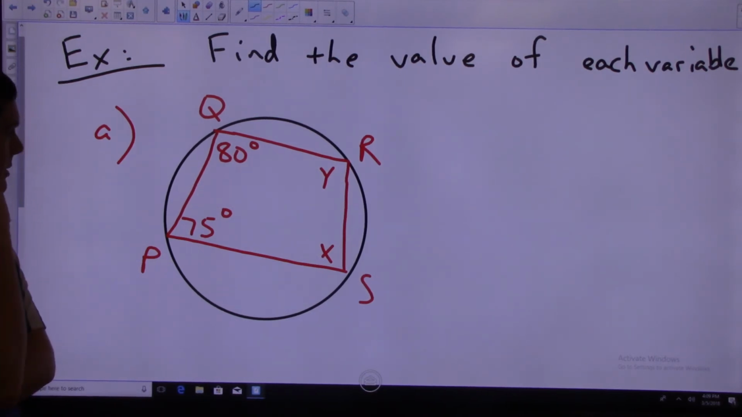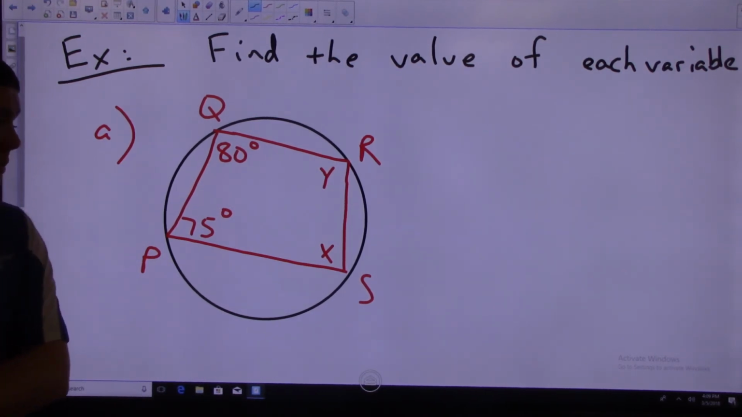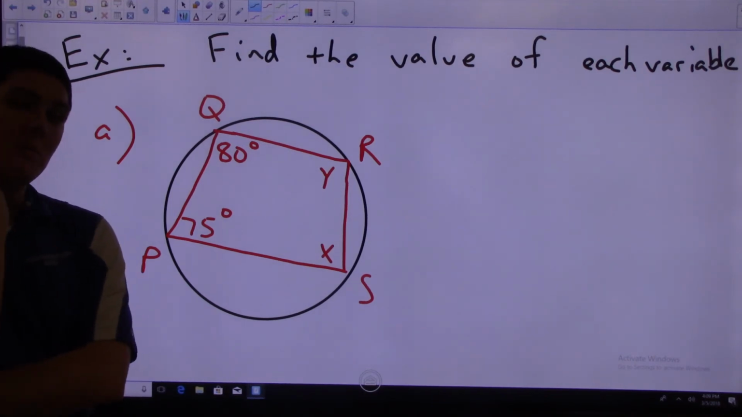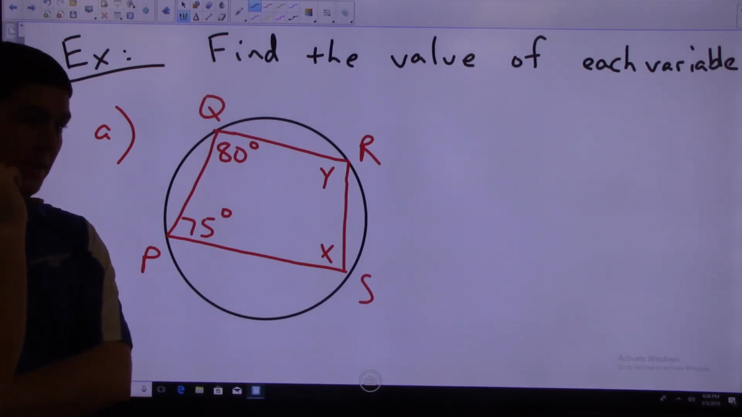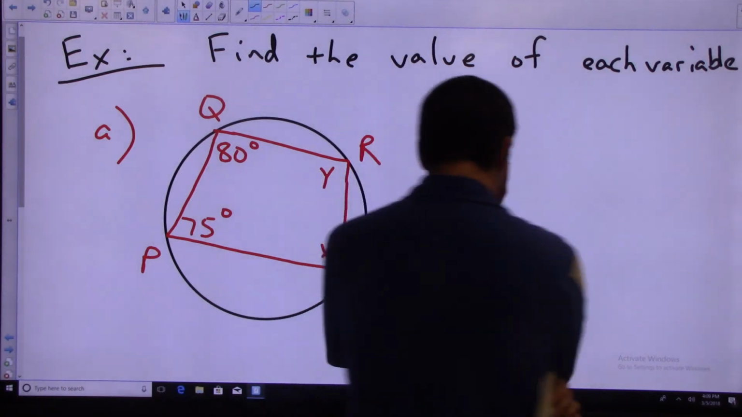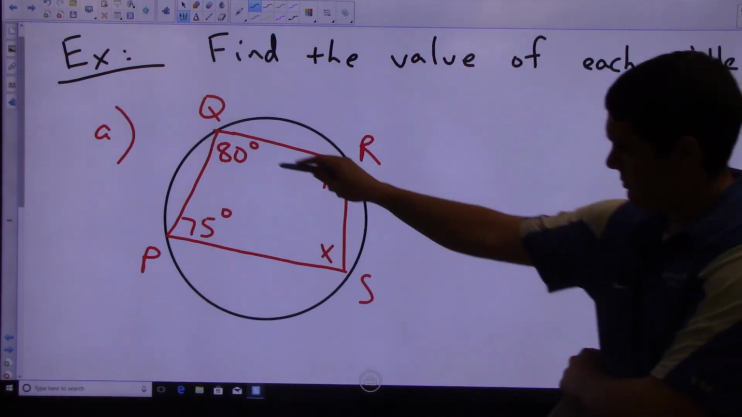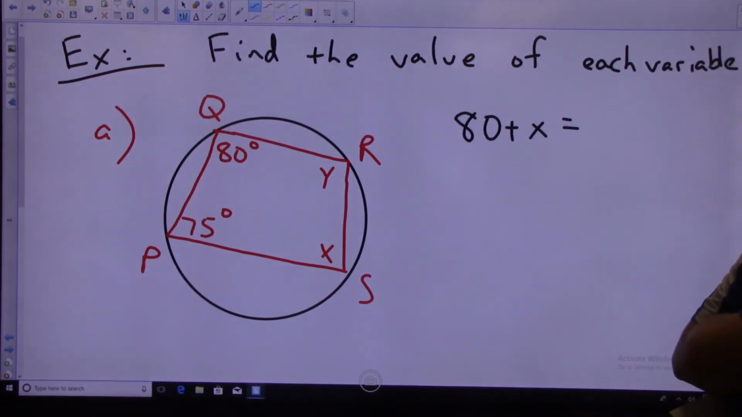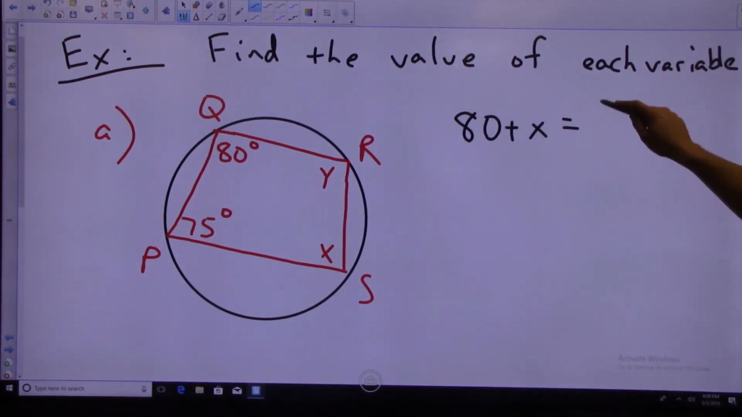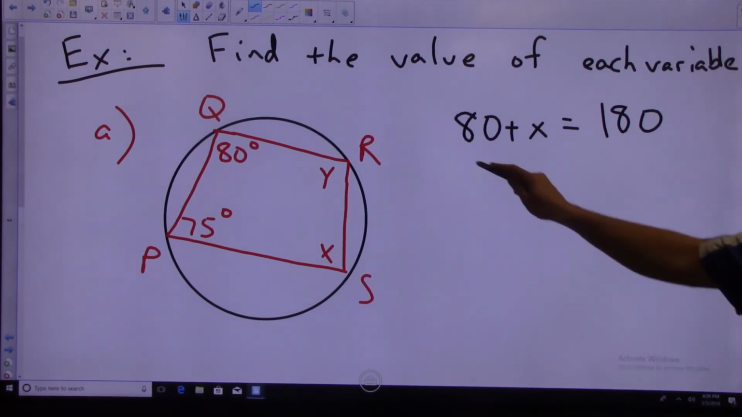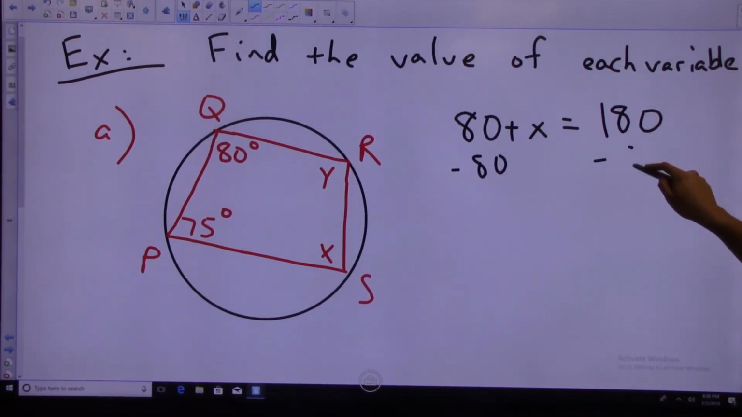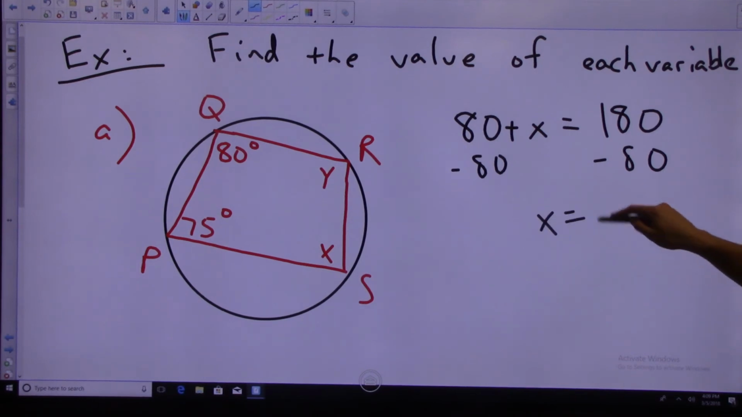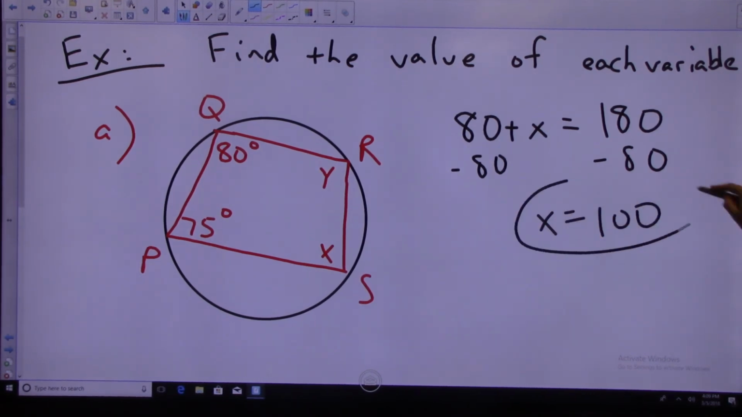So if that's an inscribed quadrilateral, well, the fact that we just learned was the opposite angles have to be, that's right, supplementary. So in this case, 80 plus x, because what supplementary means, they have to add to equal 180. Okay? So all we got to do is subtract 80 from both sides. So x has to be 100.